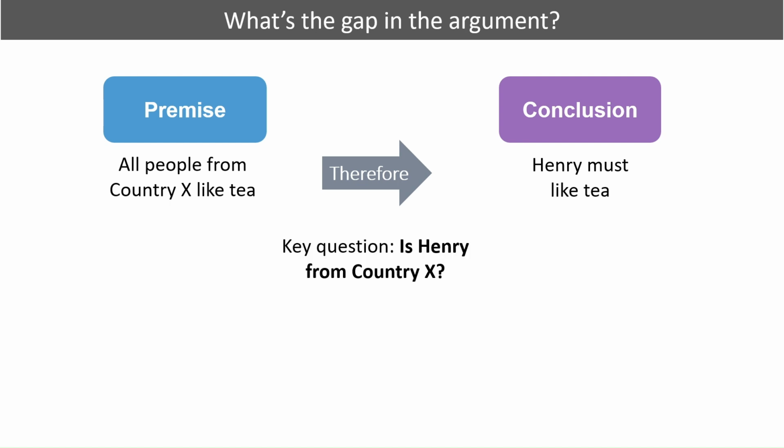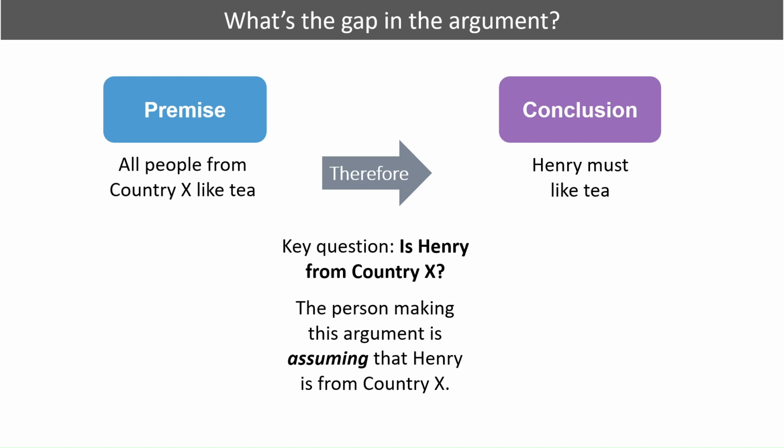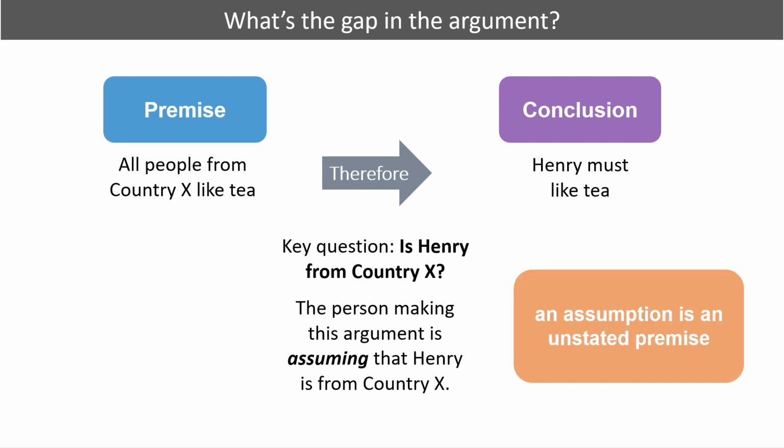To be more precise, I can say that the person making this argument is assuming that Henry is from country X. What this means is that there's a gap in the argument and the statement Henry is from country X fills the gap. Now, if Henry was from country X, then how would that affect things? It would strengthen the argument. So I can say that an assumption is an unstated premise. That's not the end of the story, but it will help us make progress with our original problem.